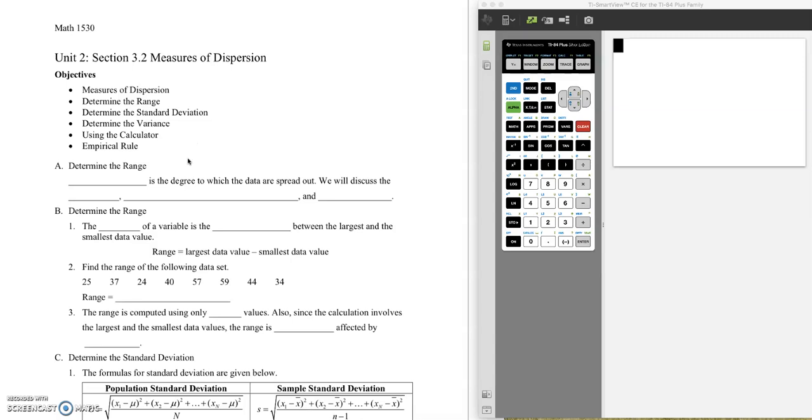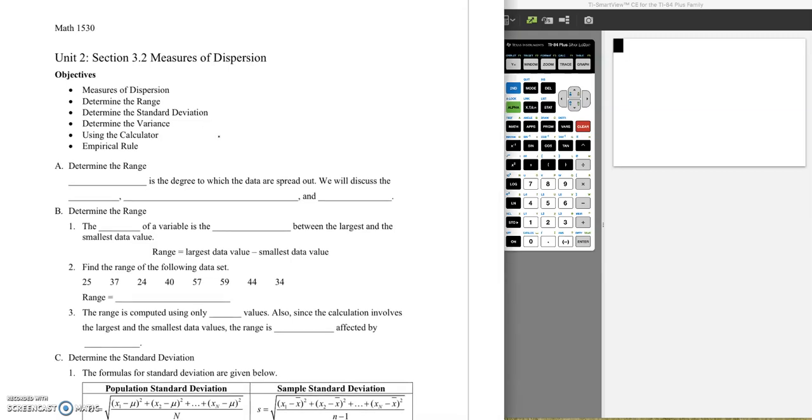In the last section, we talked about measures of central tendency. In other words, how we determine the middle of a data set. Now we're going to talk about measures of dispersion, which is how far apart the data are spread. So this first part should be labeled measures of dispersion.